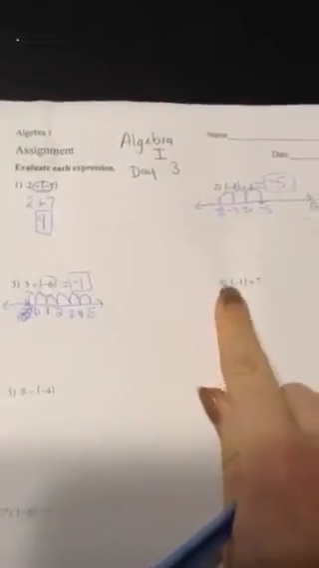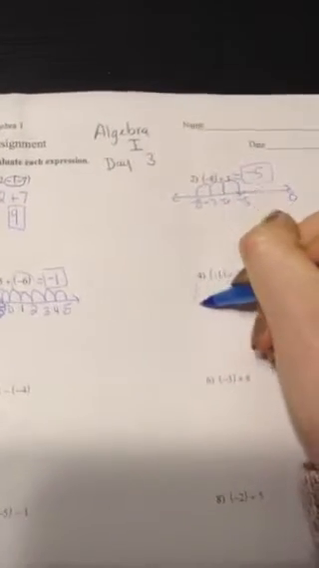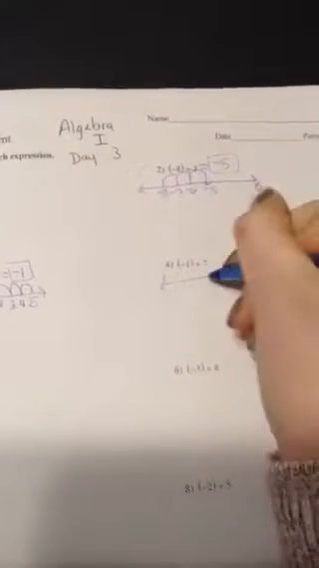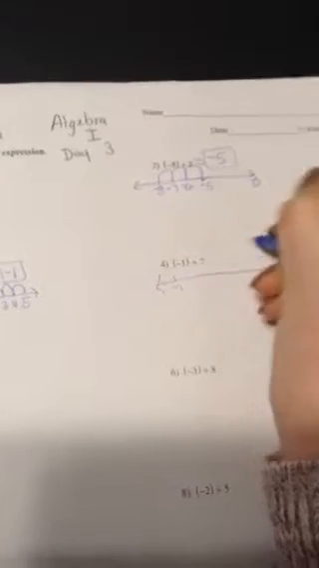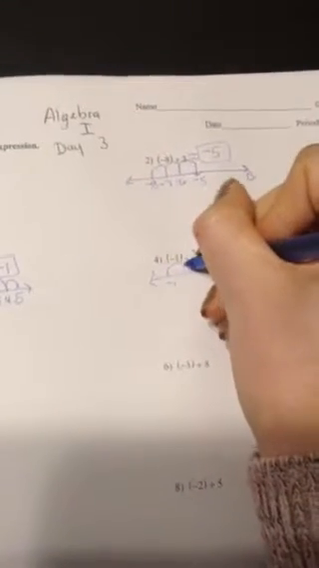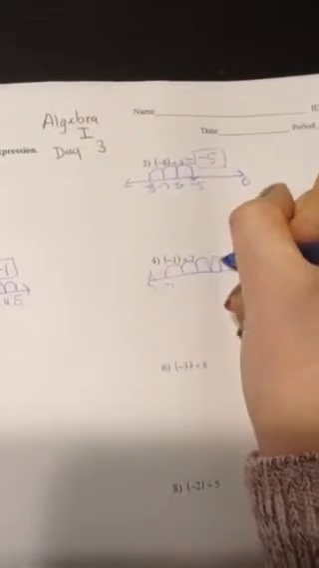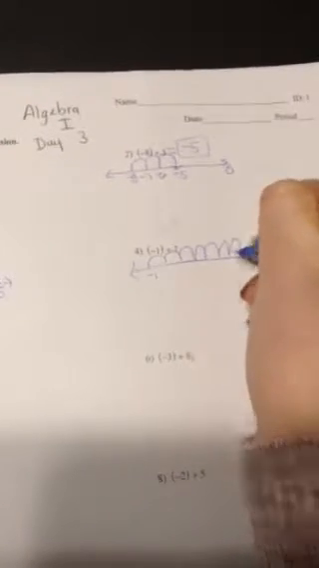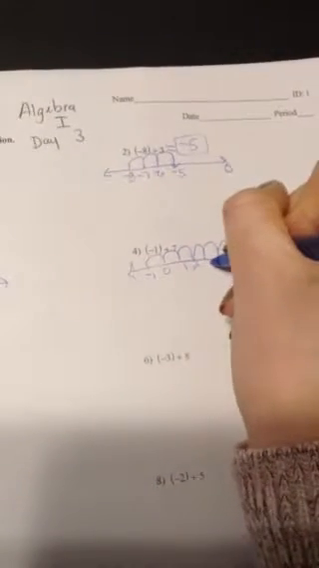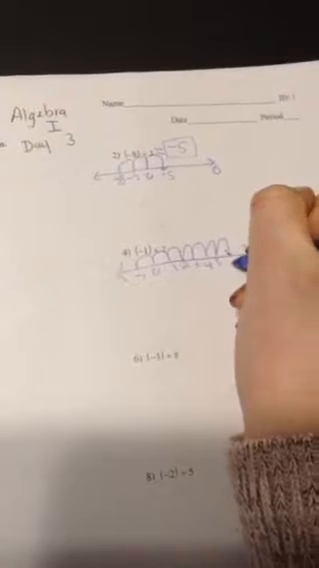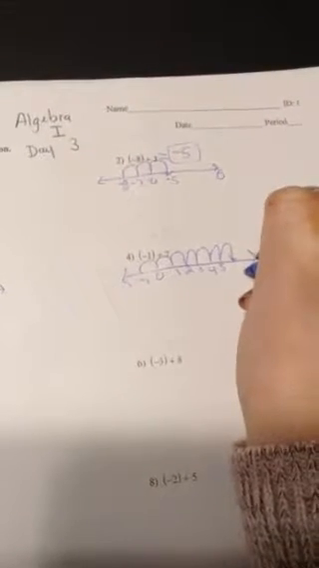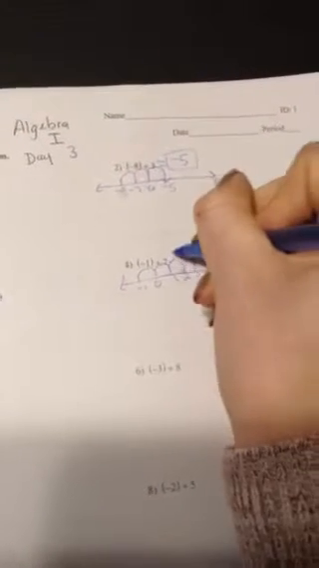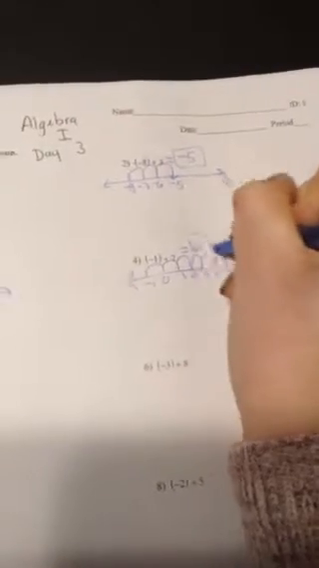Number 4, you could do it the same way. I'm starting at negative 1 and I'm adding 7. So I'm going up 1, 2, 3, 4, 5, 6, 7, and I land at positive 6.